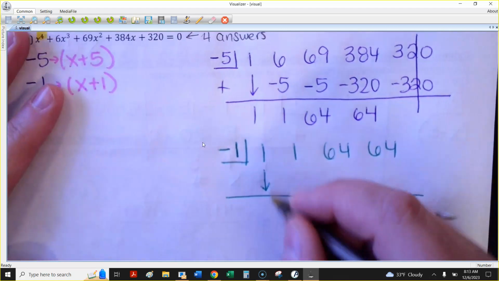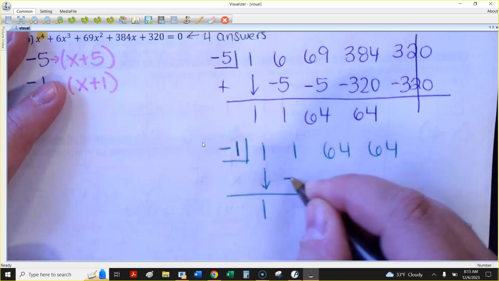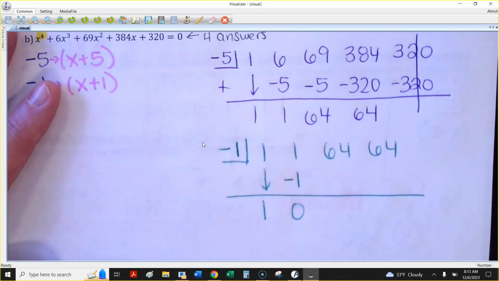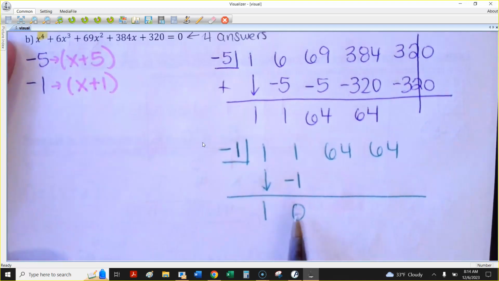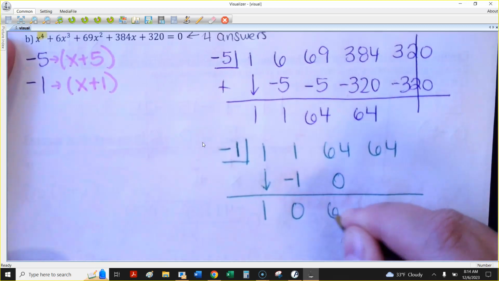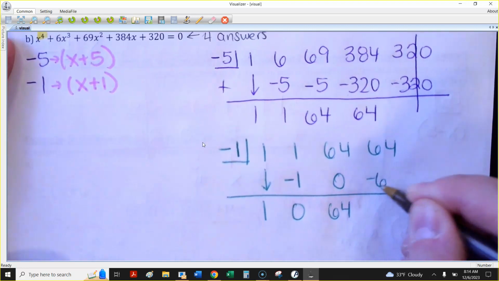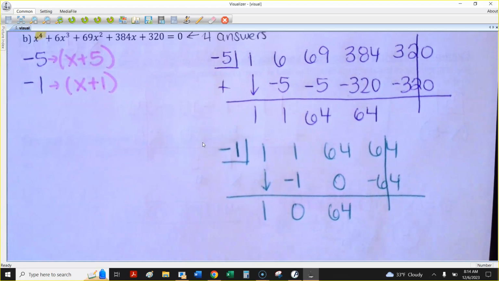So, 1. Okay, -1 times 1 is -1. When I add these, this actually becomes 0. Okay, and then make sure you're multiplying. I always screw this up. -1 times 0, anything times 0 is 0. This gives me 64. And then -1 times 64 is -64. I don't have a remainder, which I should not.